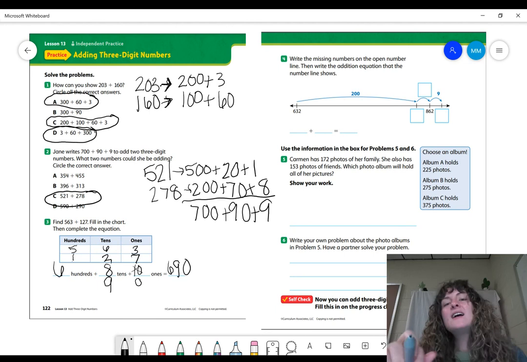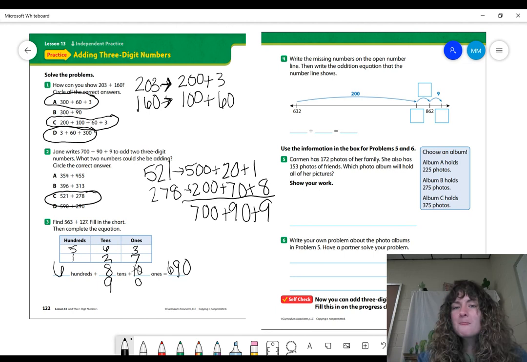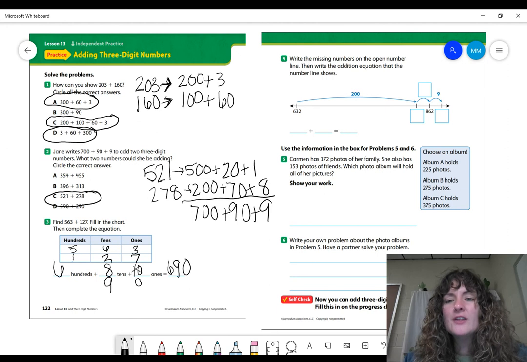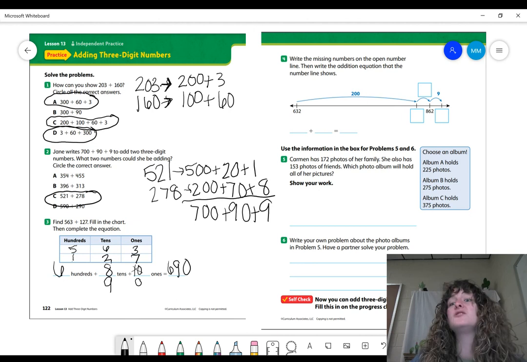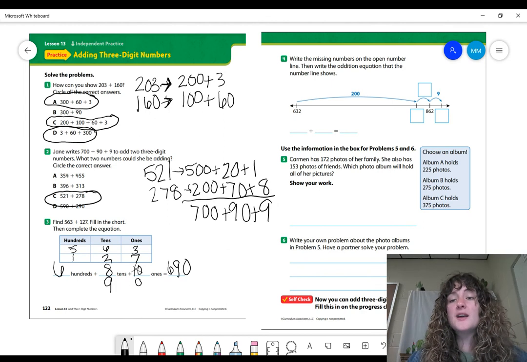All right, let's go to number 4. It says write the missing numbers on the open number line. Then write the addition equation that the number line shows. Ooh, okay. All right, so it looks like we are starting with our first part, which is 632. So 632 is our first part. So I'm going to write 632. That's the part that we know.